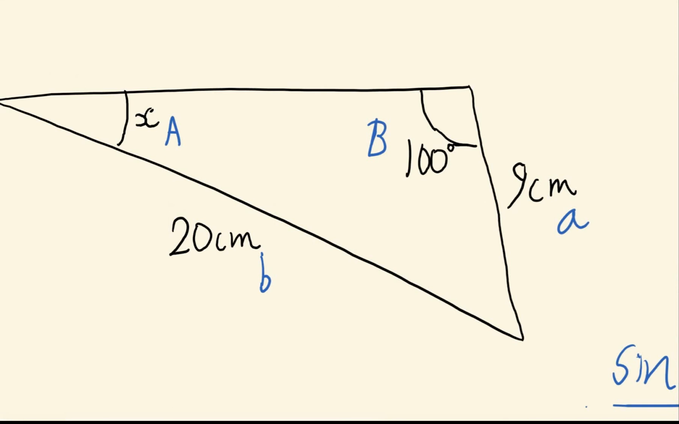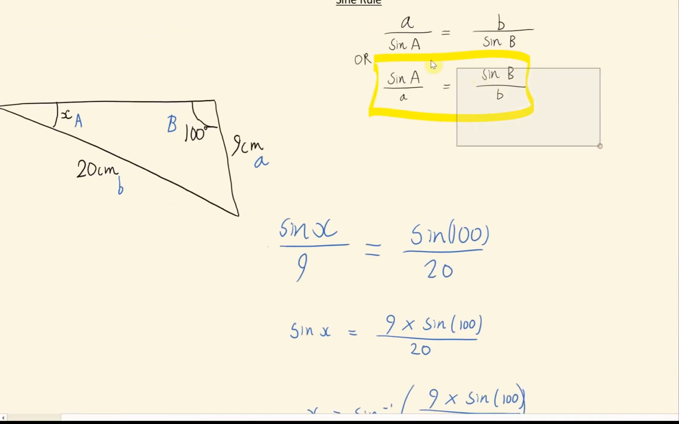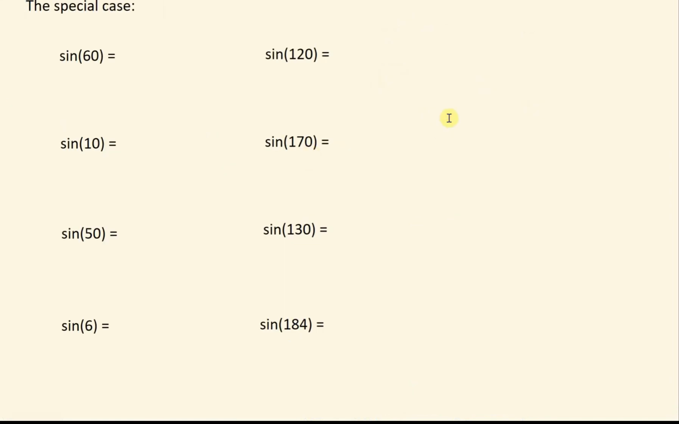Okay, that's the basic idea of the sine rule. Again, two formulas, one for finding lengths, one for finding angles, and apply them both. However, here we've got a few special cases. It turns out that values of sines come in pairs.